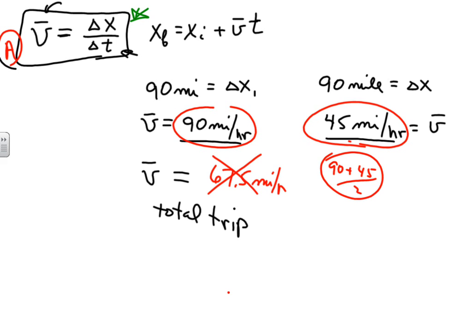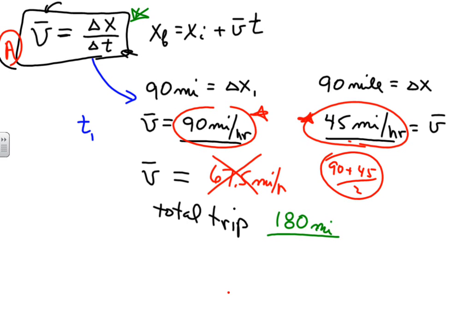This formula doesn't exist. You might think it existed because you saw something similar in the book, but you can't do that. This is a constant speed of 90 and a constant speed of 45. So the only way to get the total trip average is to do the total distance. What's the total distance? 90 plus 90, or 180 miles, and divide by the total time.